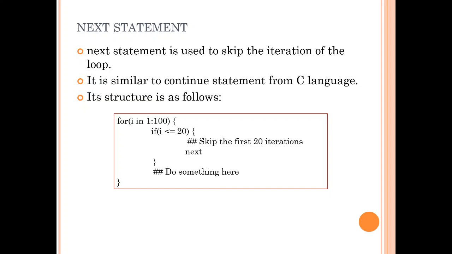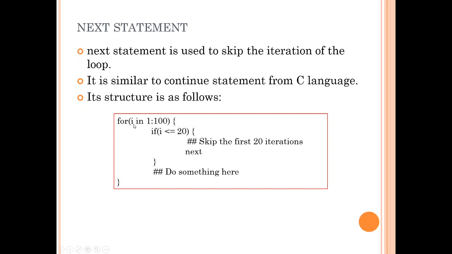So it is exactly similar to what we have in C and C++ as continue statements. And the syntax is like this. Suppose you have a loop, whichever loop it is, it may be a while or a for or a repeat, but you have a loop which is running say from 1 to 100, and if for a particular condition you want to skip, you can use next into it.